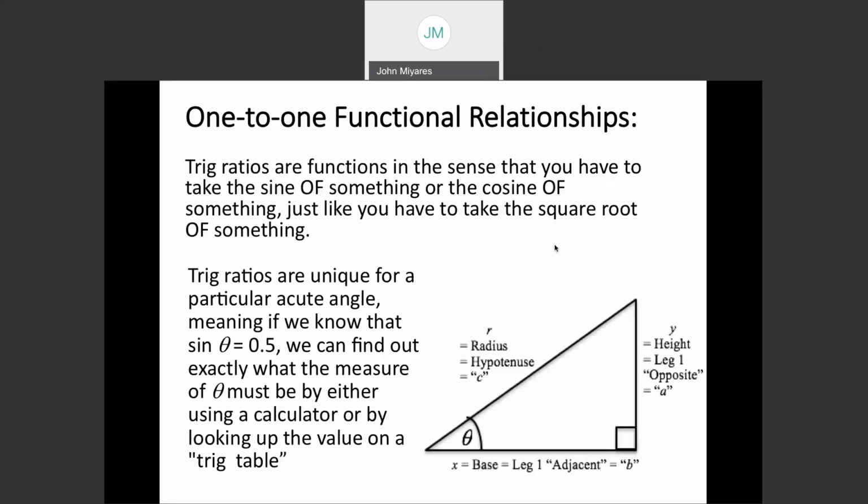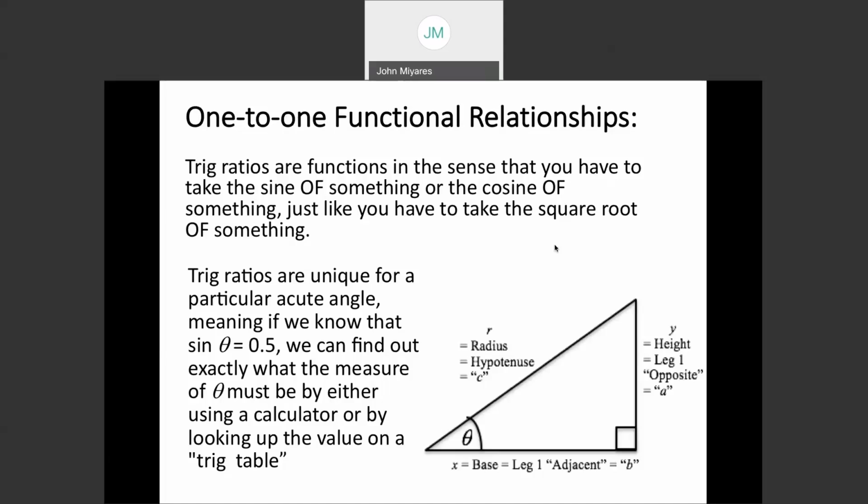Now, going back to this idea, trig ratios are functions in the sense that you have to take the sine of something or the cosine of something, just like you have to take the square root of something or the logarithm of something. I also mentioned that trig ratios are unique for a particular acute angle. So if we could see that the sine of some angle theta, the ratio of the opposite to the hypotenuse, reduced to 1/2, then we can go backward and figure out what unique acute angle has a sine value that would reduce to 1/2, which we've already looked at as being a 30-degree angle.